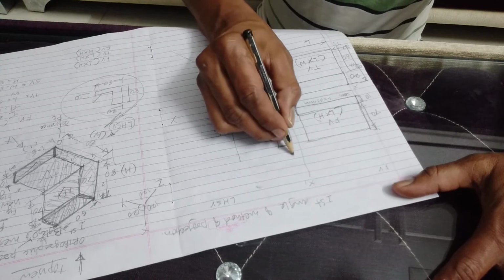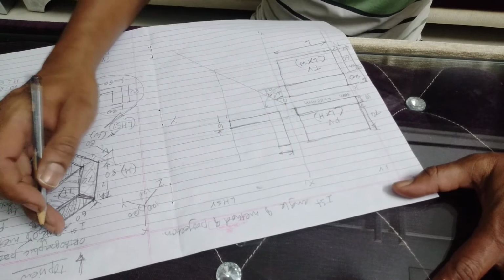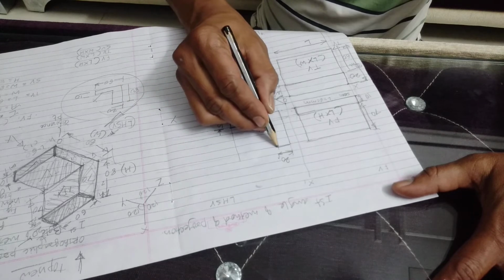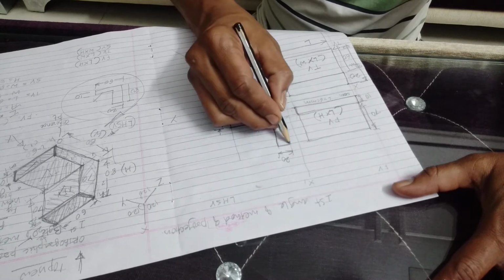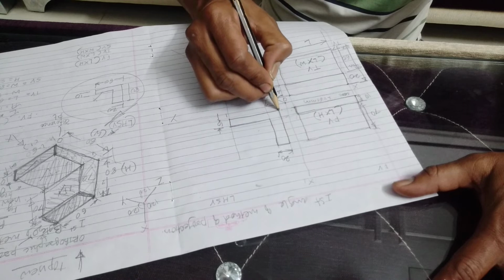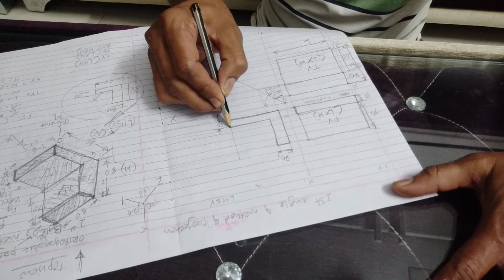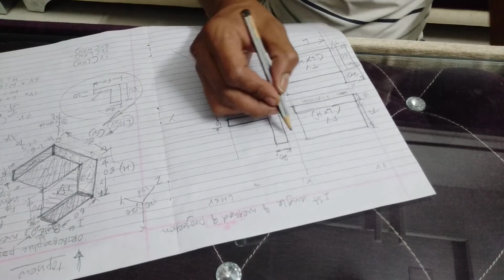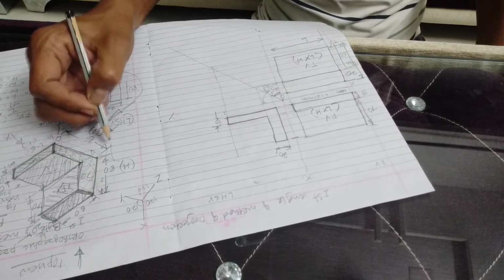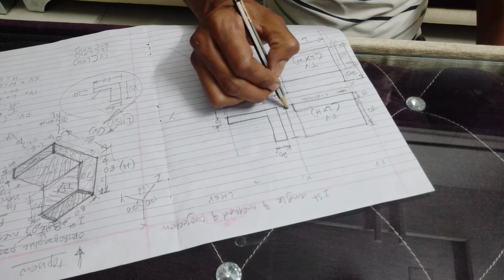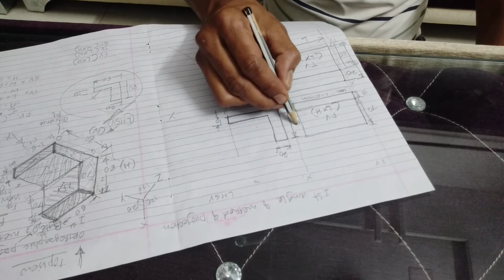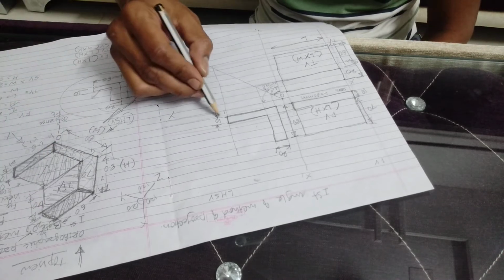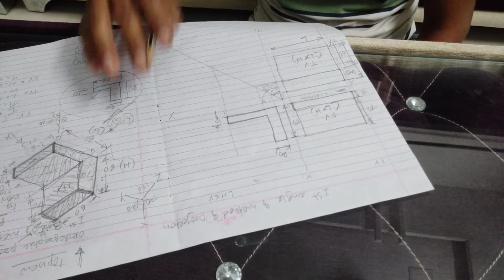So how much is this? This is 20. And this is the, make it dark. Make whatever you are observing in the orthographic projection dark. Make it dark. So how much height are you observing? 80 millimeter. This width you are observing 20 millimeter. This height you are observing 10 millimeter.